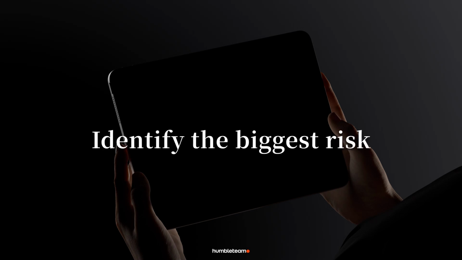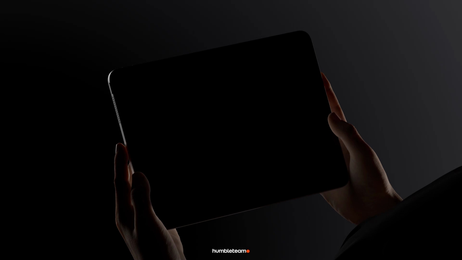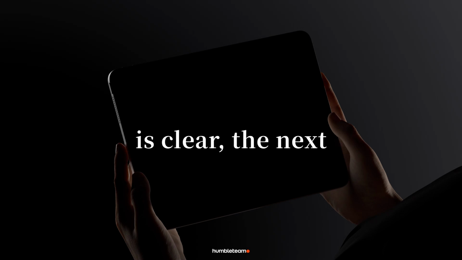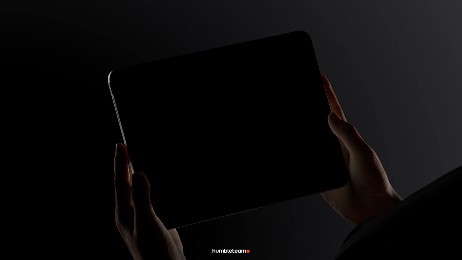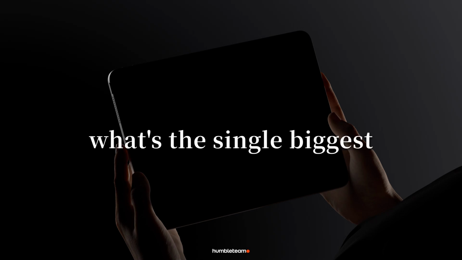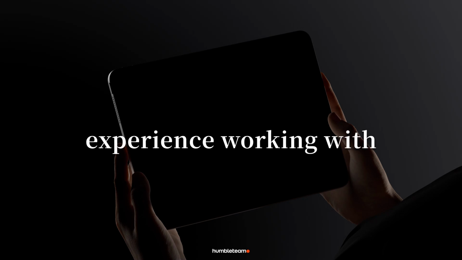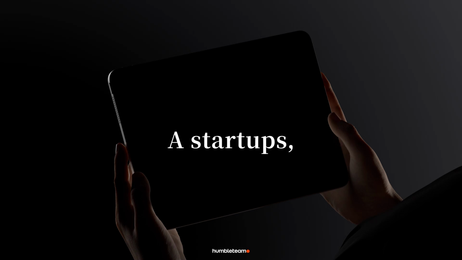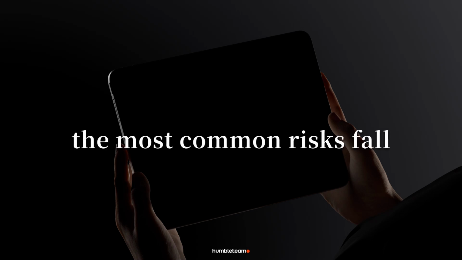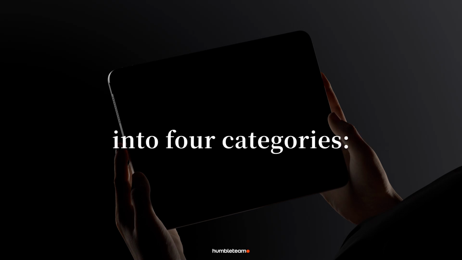Step 2. Identify the biggest risk. Once the hypothesis is clear, the next question is, what's the single biggest risk that could make this fail? In Humbleteam's experience working with post-seed and Series A startups, the most common risks fall into 4 categories.